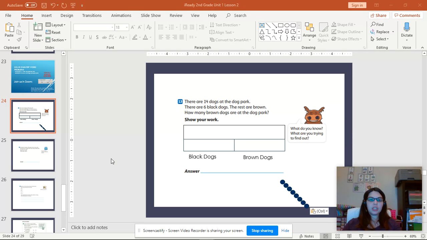There are 14 dogs at the dog park. There are 6 black dogs. The rest are brown. How many brown dogs are at the dog park? Let's read it again and really think through what it's teaching us.